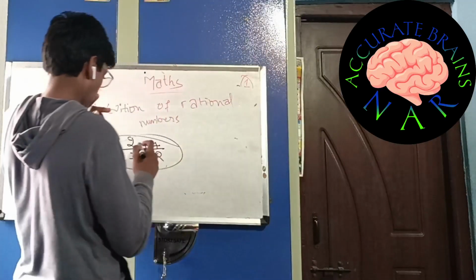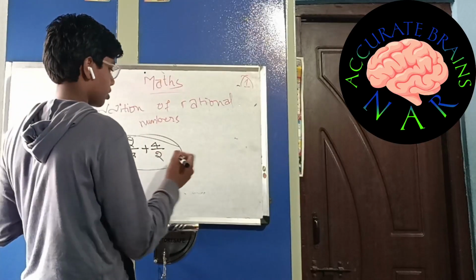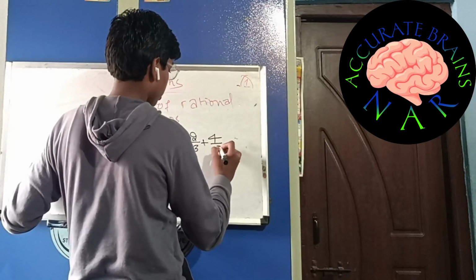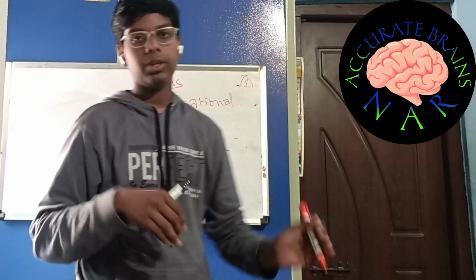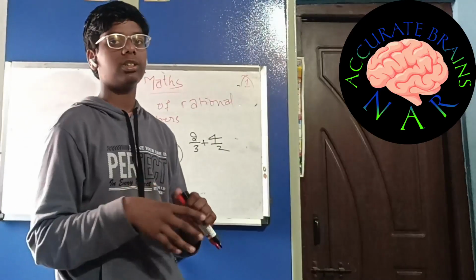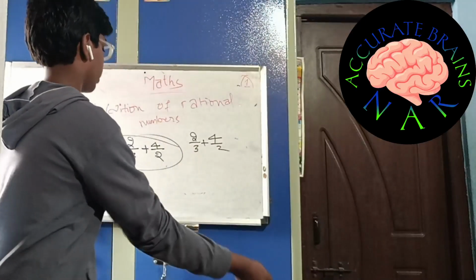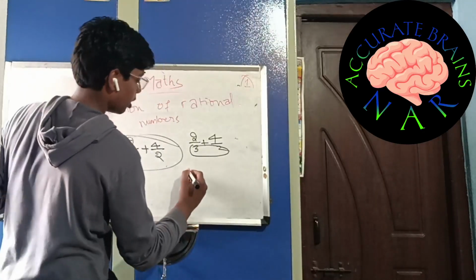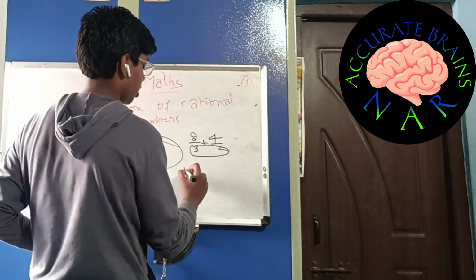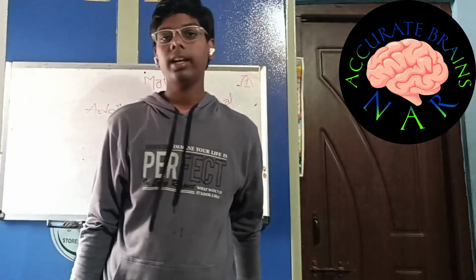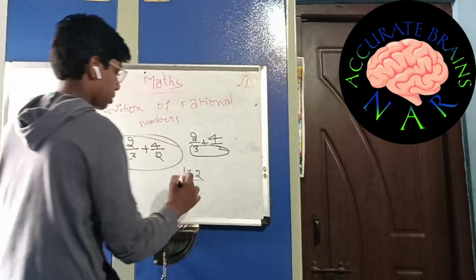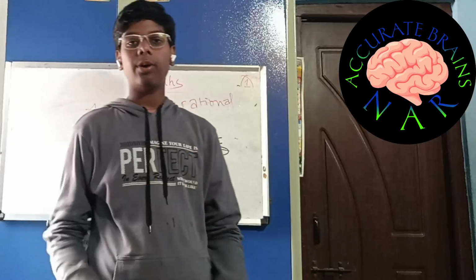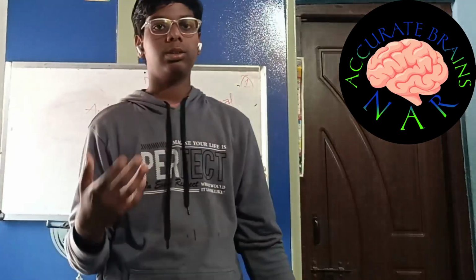So here, 2 by 3 as it is, plus 4 by 2. First we know that to add fractions we have to take the LCM of the denominators, right? What is the LCM of these denominators? The denominators are 3 and 2. Both are prime numbers, so we have to multiply them, because these two have no other common factors such as 2, 3, 4, 5, 6.